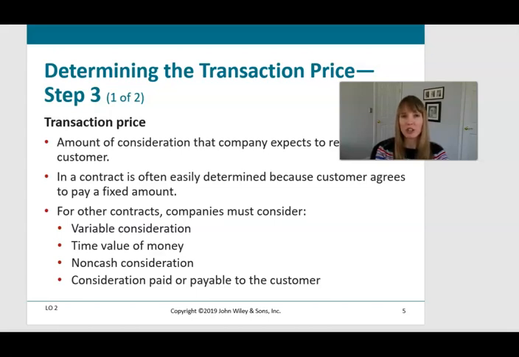Let's start with step 3, determining the transaction price. The transaction price is the amount of consideration a company expects to receive from the customer. Oftentimes, it's pretty straightforward. It's written directly into the contract, but some other factors may require us to put in a little more effort to solve for what is that consideration. Companies have to consider variable consideration, time value of money, non-cash consideration, and consideration paid or payable to the customer. So let's take out our template slides and a pen or pencil, and let's get started with some notes.